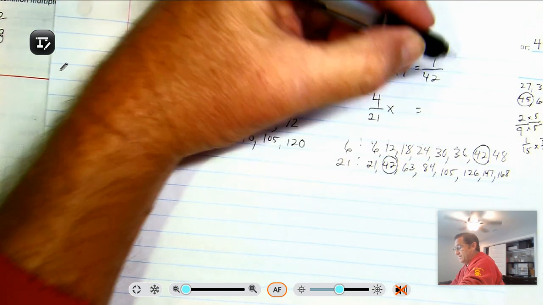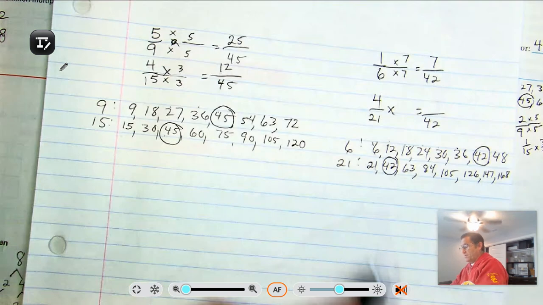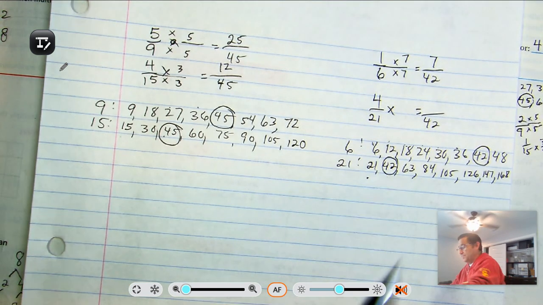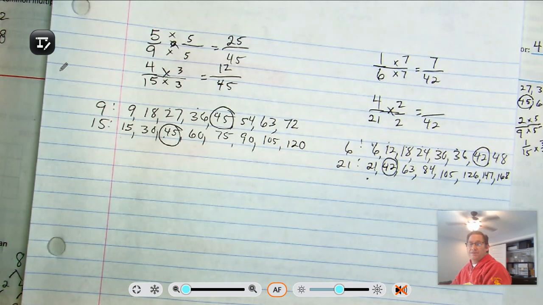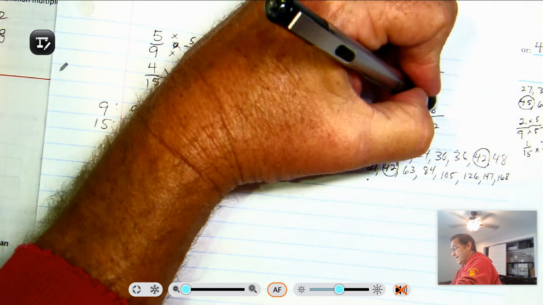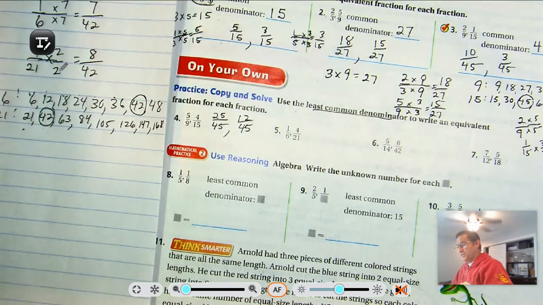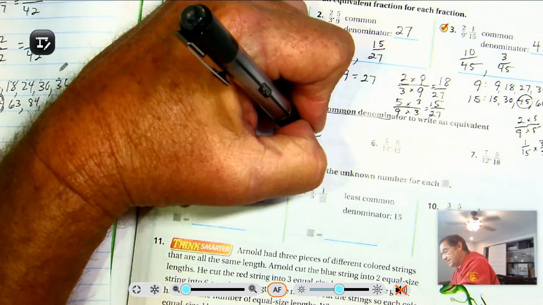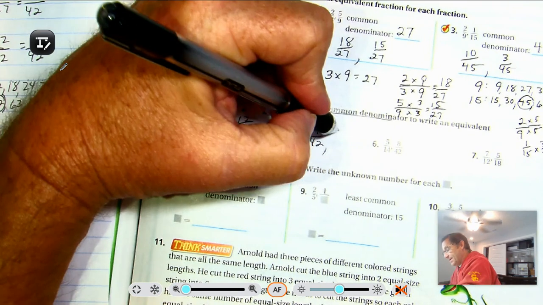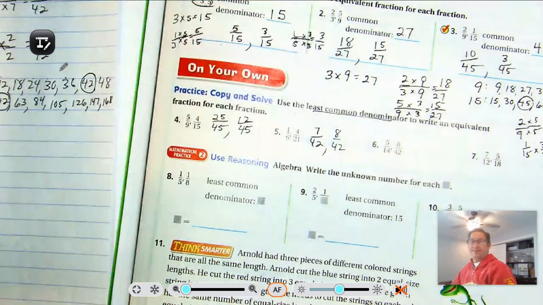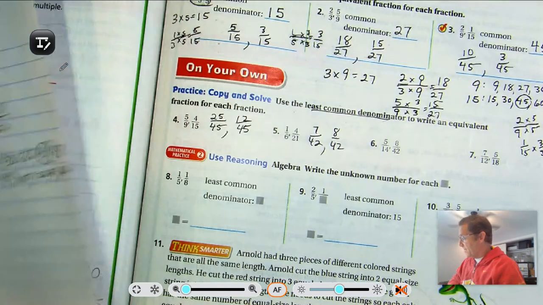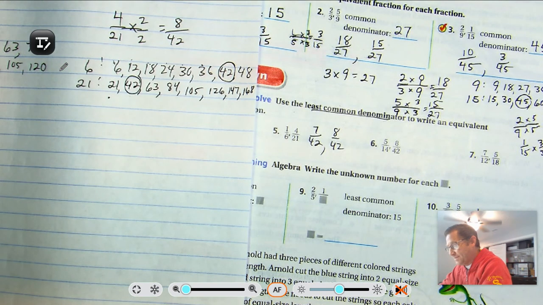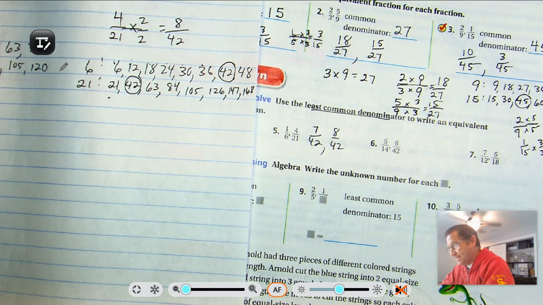4/21 times what would give me 42nds? Well, 2 times 21 is 42. So multiply both of these by 2/2. And 4 times 2 is 8. So the equivalent fractions are 7/42nds and 8/42nds. And number 6, we have 5/14ths and 8/42nds.